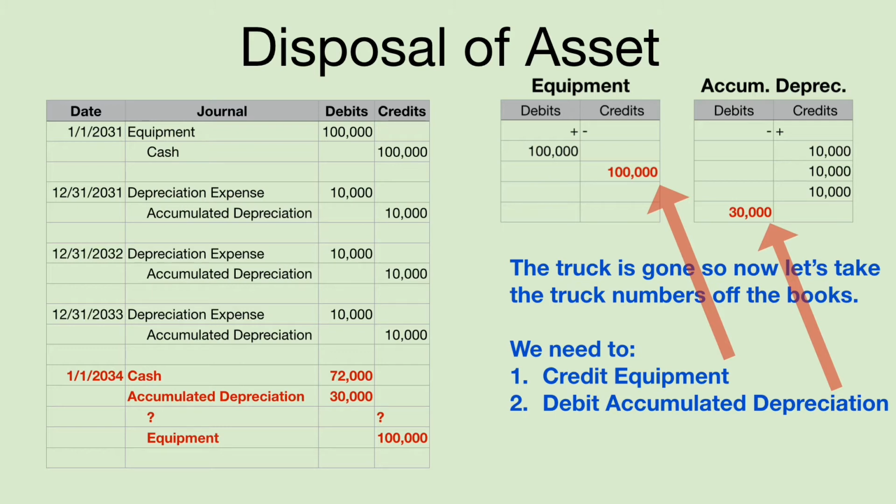Now the equipment is gone, and so we should remove all equipment numbers off of our books. You see the equipment account has a debit balance of $100,000, so we will have to credit the equipment account for $100,000 to cancel or close that account. And the accumulated depreciation account has a $30,000 credit balance, so we're going to have to debit accumulated depreciation for $30,000 to close the accumulated depreciation account.